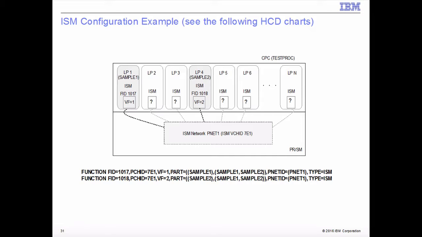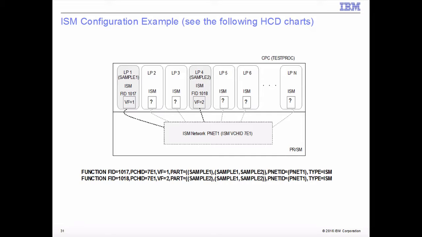You'll also see here that sample 1 and sample 2 are the 2 LPARs that I'm giving initial access to. And on the access list, I have sample 1 and sample 2 in case I want to move them back and forth. And both of them, again, have PNet1 as their definition of their network, and the type is ISM. So that defines my new adapter, or my new virtual network.